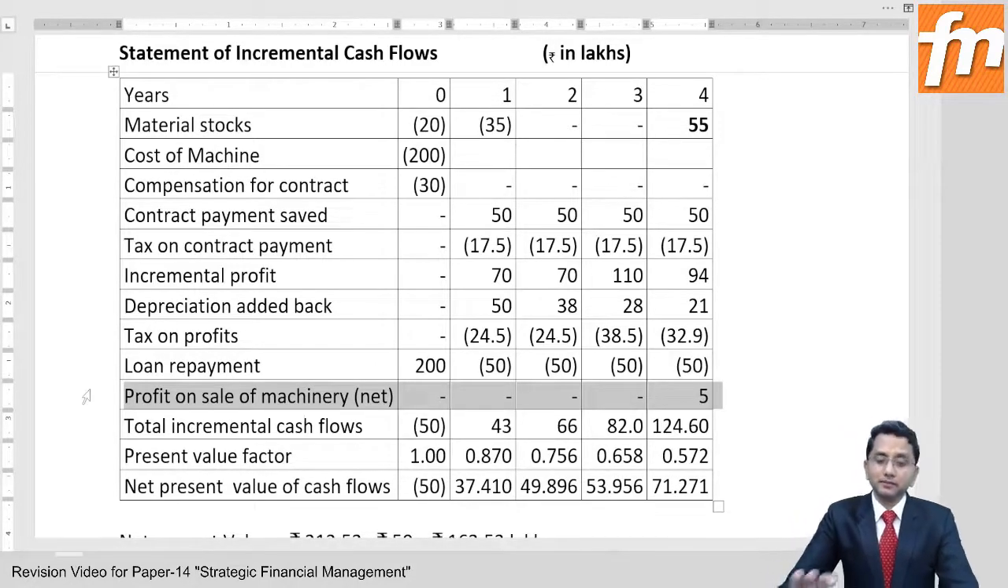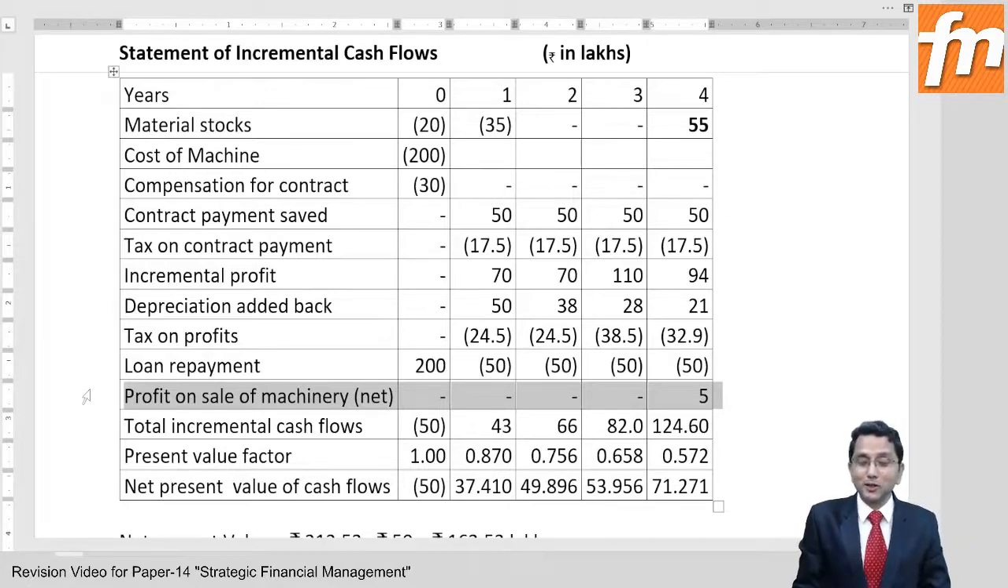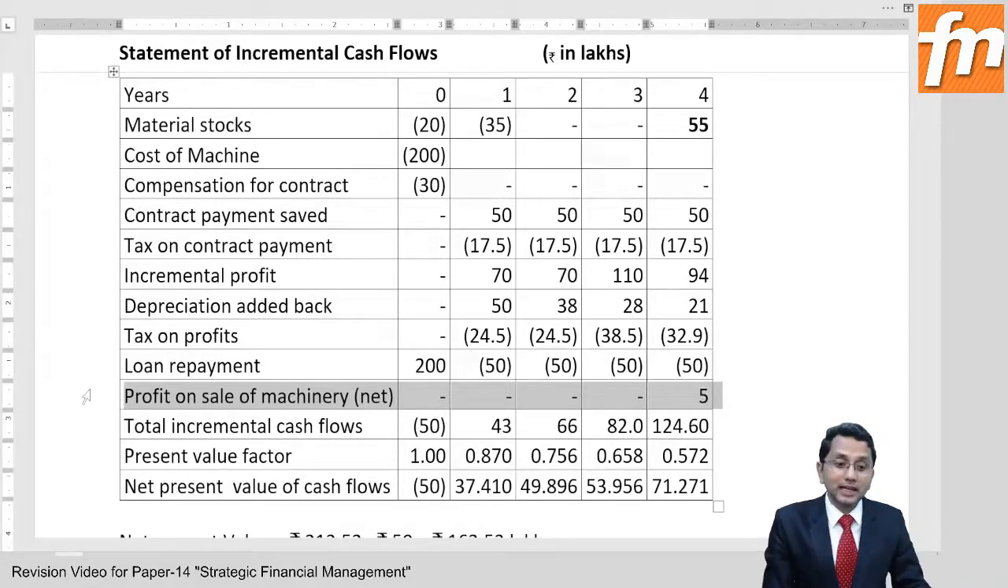Here we are assuming, though it's not written in the question, that tax treatment on any capital gain or capital loss is to be ignored, because maybe we are following a block of assets theory, and even if this asset is sold, there are several other assets in this block, and therefore no capital gain or loss on sale of the machinery.